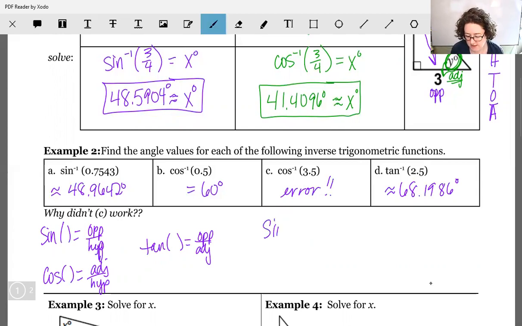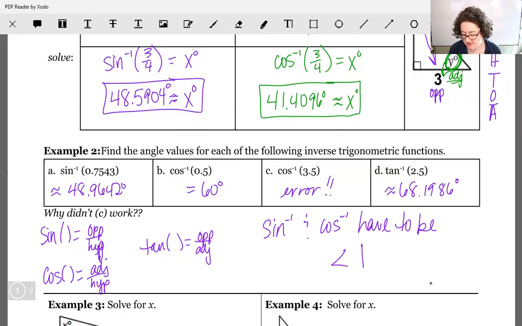So sine inverse and cosine inverse have to be less than 1. Actually, technically, less than or equal to 1 every single time, or you will get an error message. So let's do some practice problems to make sure that we've got the process down.